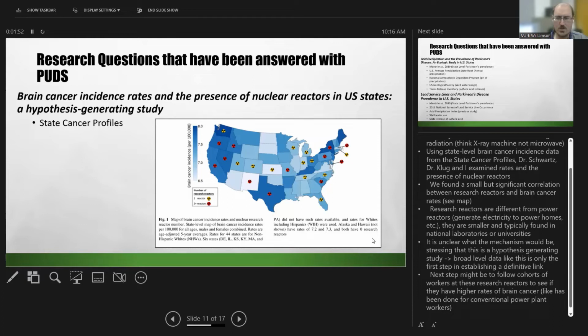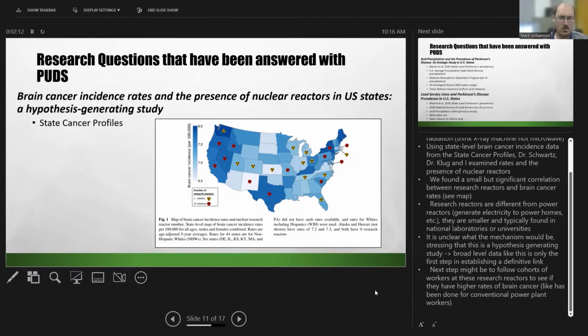So research nuclear reactors are actually different from power reactors. So power reactors are the ones that generate electricity for homes and businesses. Think of those giant smoking stacks. Research reactors are not those. They're typically much smaller and actually found a lot of times in either national laboratories or universities.